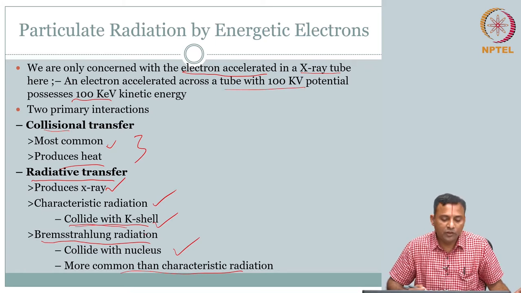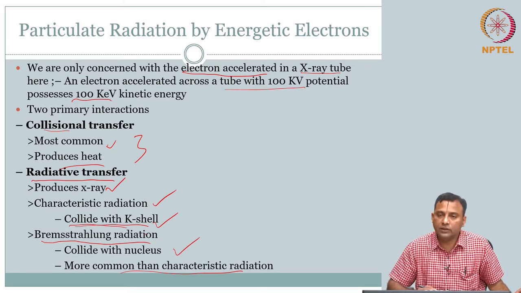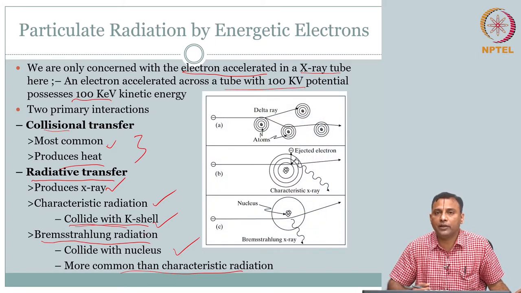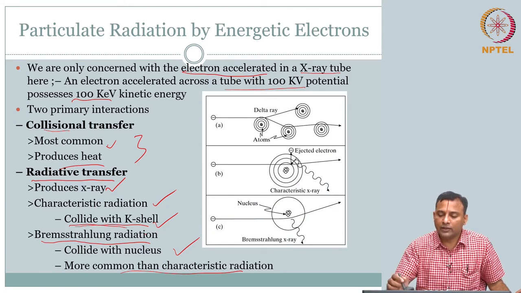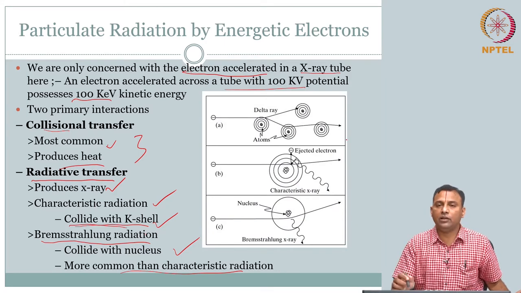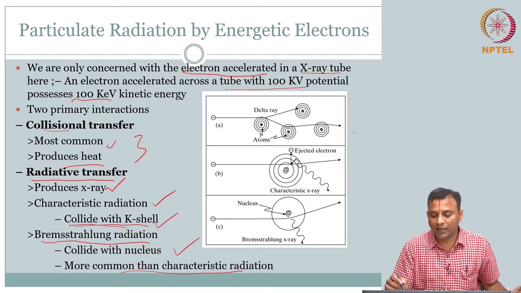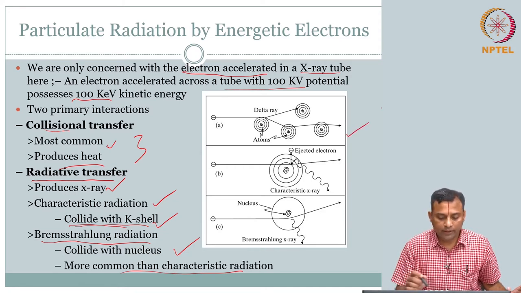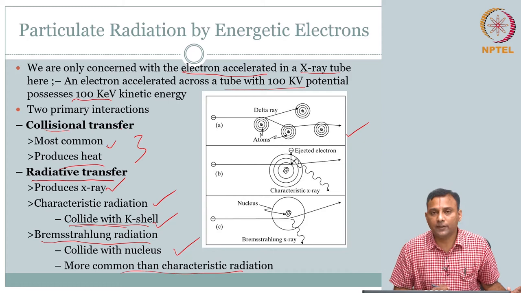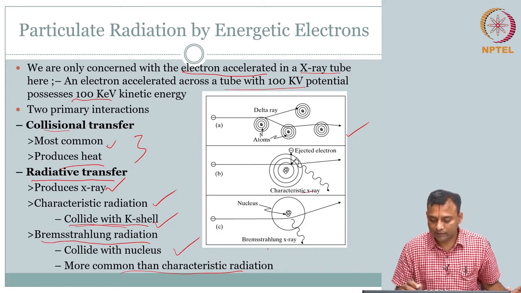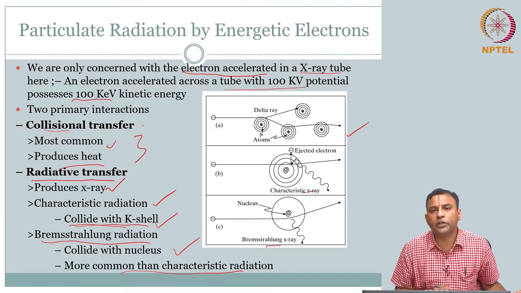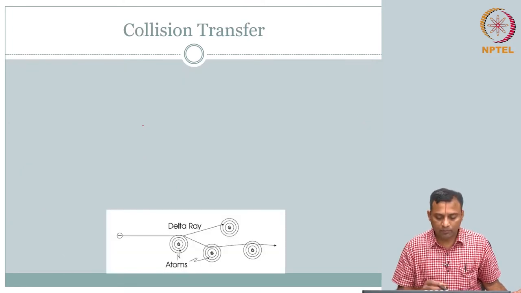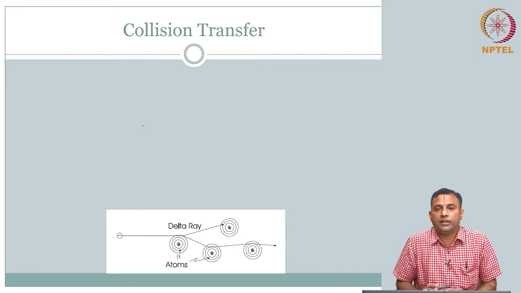Okay. So, we will look into each of these in the subsequent 20-30 minutes. Here is a sketch. We will basically start with the first one, which is collisional transfer, and then move on to characteristic and Bremsstrahlung. So, collisional transfer, what happens in collisional transfer? Let me just re-show the corresponding sketch.